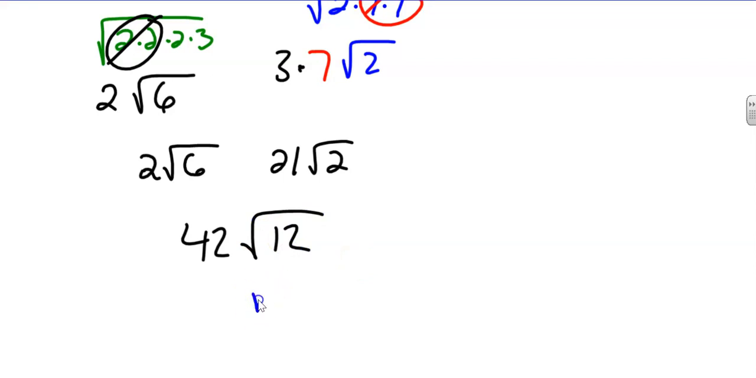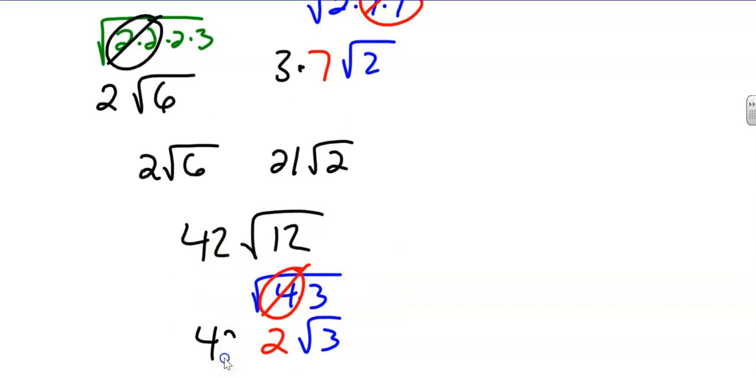But again, with 12, you can start to break that down to make it 4 times 3. Take the square root of 4, make that a 2, make it 3 on the inside. And the 42 that was in front was again multiplied. So it's 42 times 2, which is 84 square root of 3.